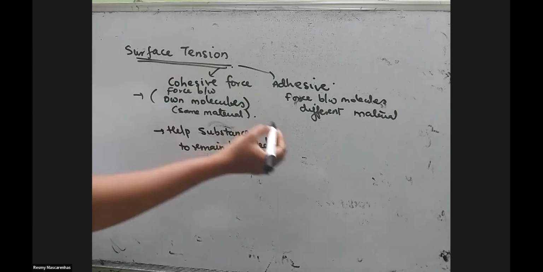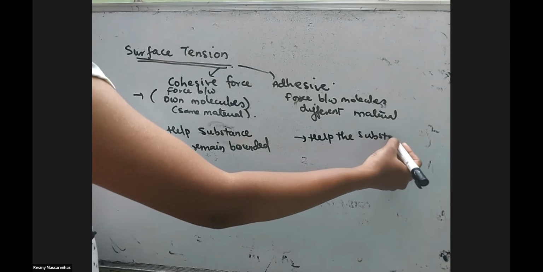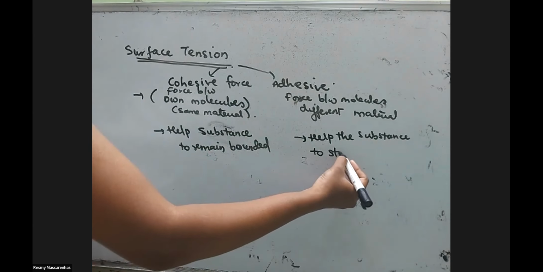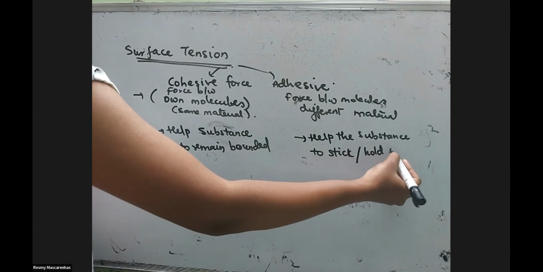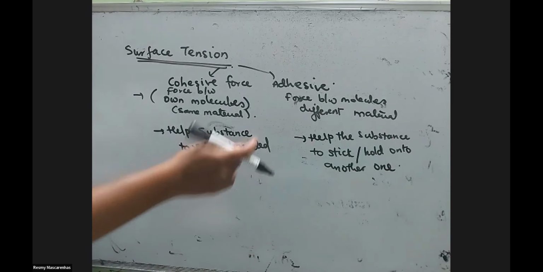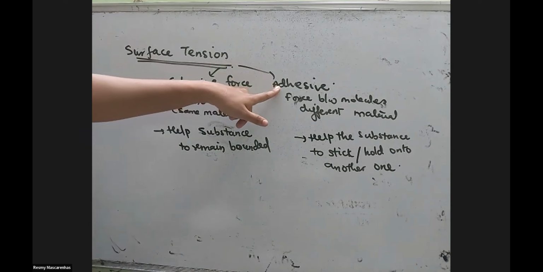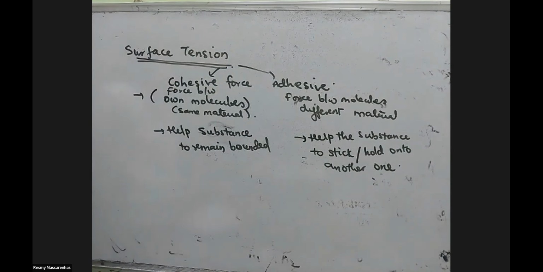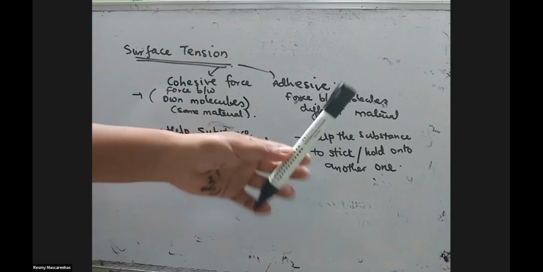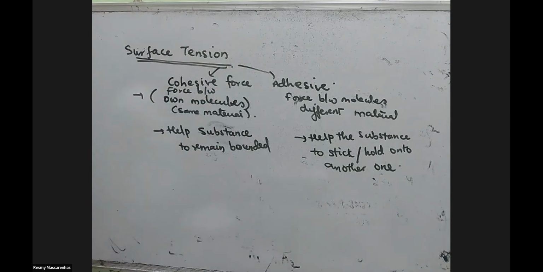The adhesive forces help the substance to stick or hold onto another one. Adhesive is like using Fevicol glue. There are no adhesive forces here, because if I keep the pen here, it would fall. It will not stick. But if I put a chewing gum here, it might stick because of the adhesive forces.